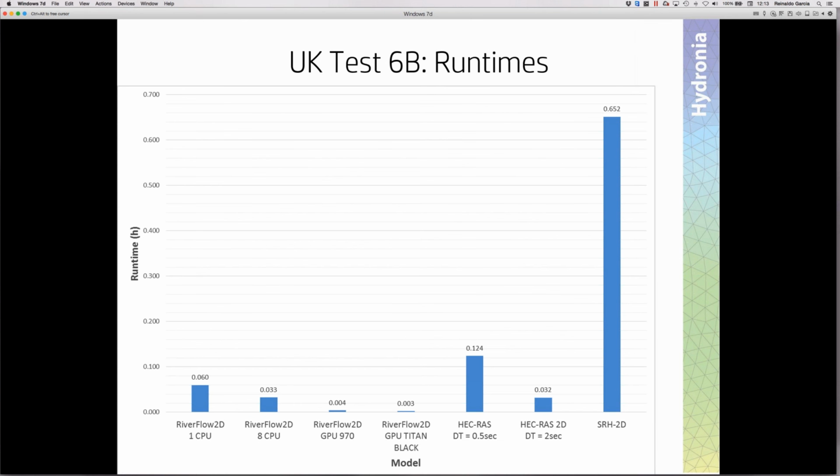Now, runtimes in this case, you get here depending on which time step you use. This is the maximum time step we could use in HEC-RAS2D. It's 11 times slower, or 41 times slower for a smaller time step. Remember, we're using the same mesh, or roughly the same mesh, in all cases. And SRH-2D is 217 times slower than the fastest RiverFlow2D, which is this one here.